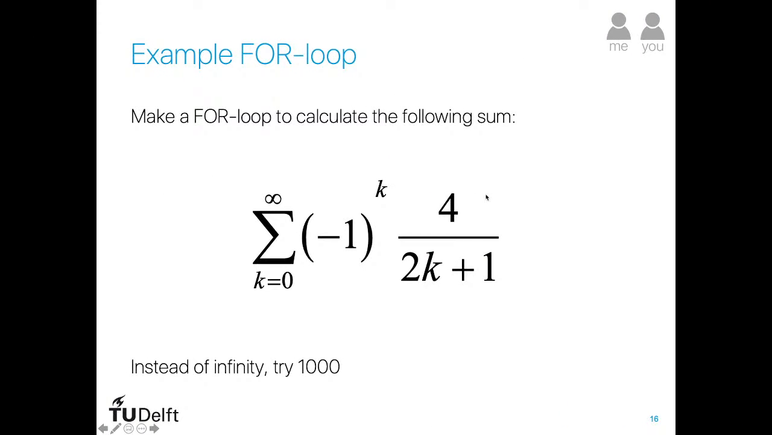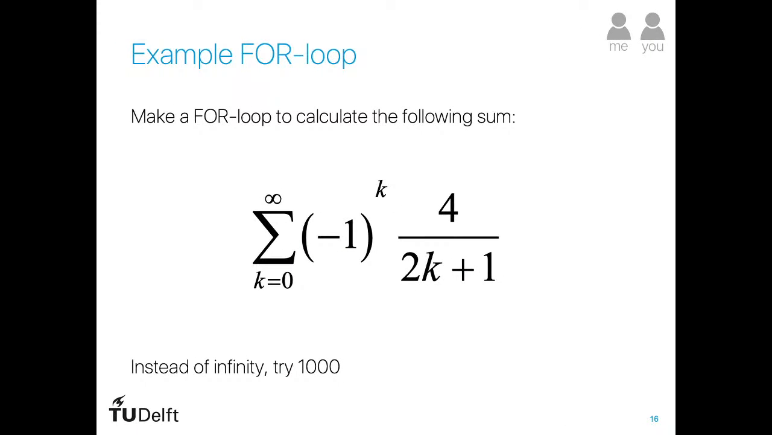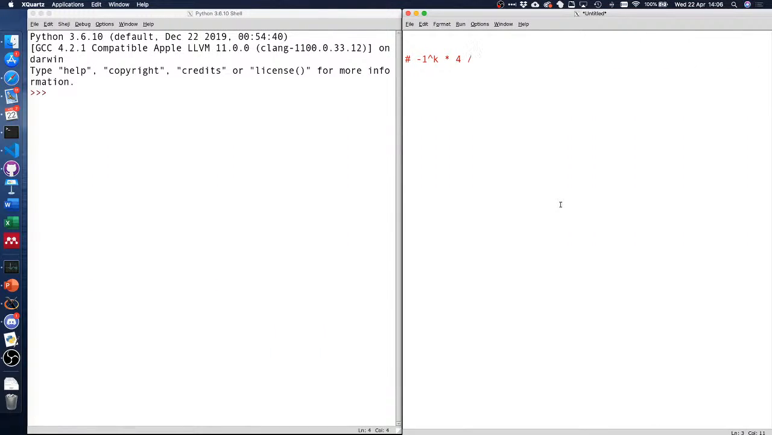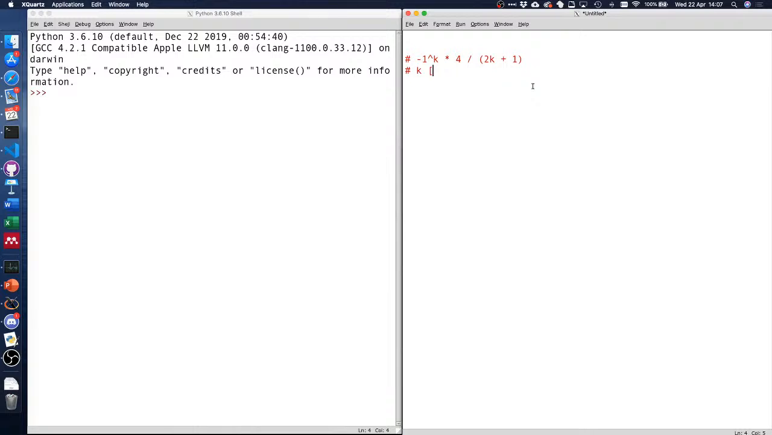Let's first have a look at this equation. So it's (-1) to the power k. Let's just comment this out, because I just want to know what it looks like, and then I can start making it into code. Times 4 divided by 2k plus 1. And we want to do this for k in the range of, well, what did it say? From 0 to 1000. So infinity, of course, would take a little bit too long, but 0 to 1000 is fine. Okay, so that's what we want to do.